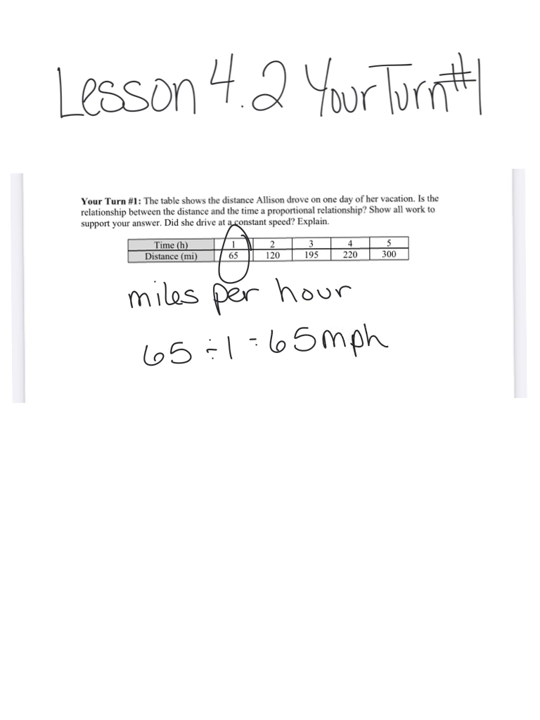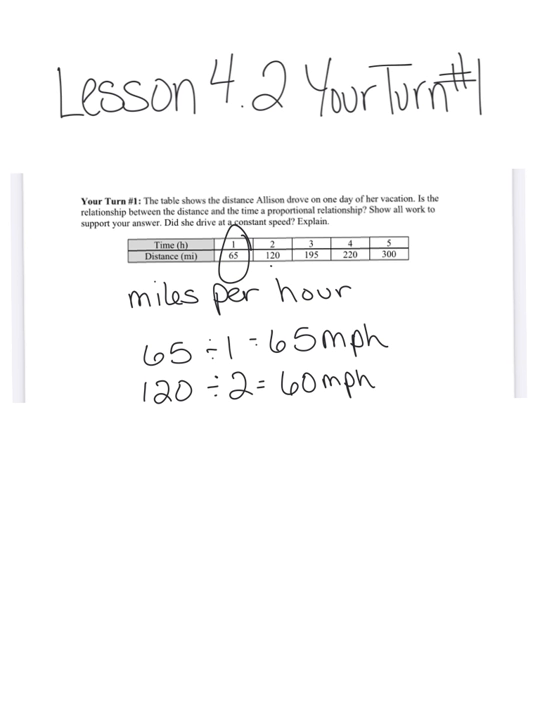So now in column 2, we see that we've got 120 in 2 hours. And when we divide that, we get 60 miles per hour. So we don't have a constant rate here.